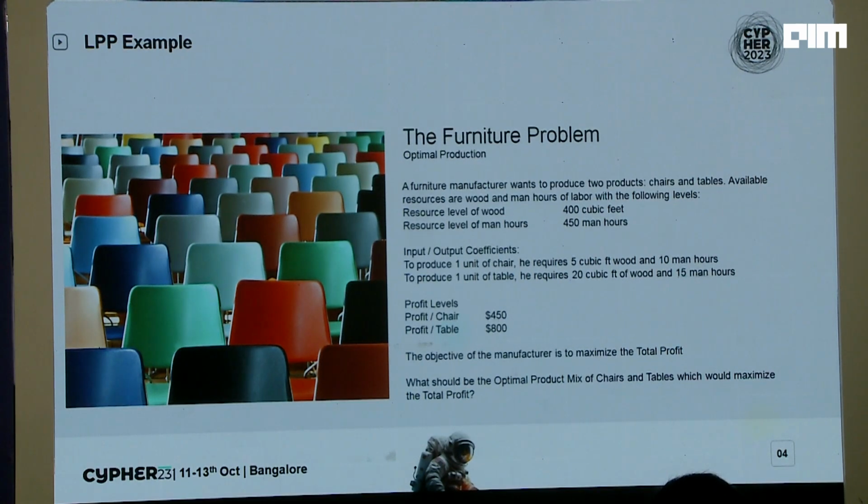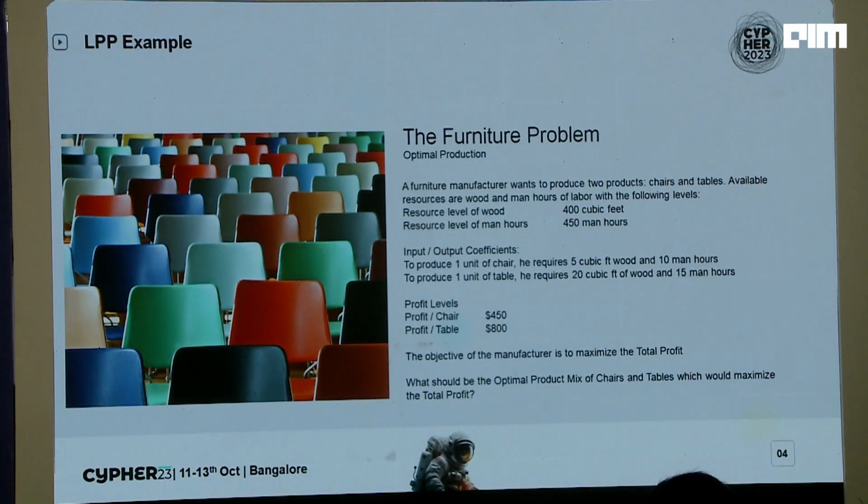The objective for the manufacturer is to use all of what you have, the 400 cubic feet of wood and 450 man hours available, and optimize your profit by making chairs and tables and selling those, right? So now how do you do it?